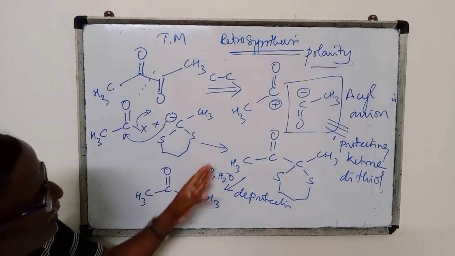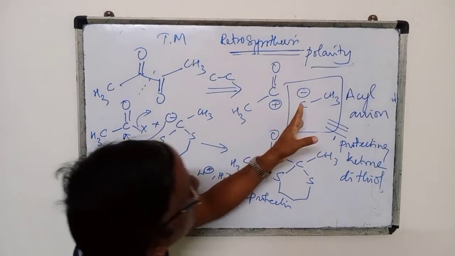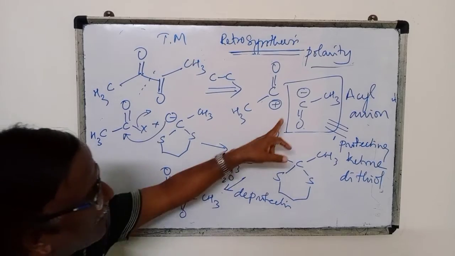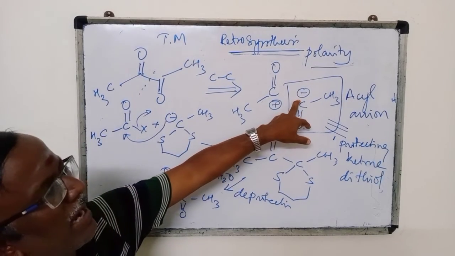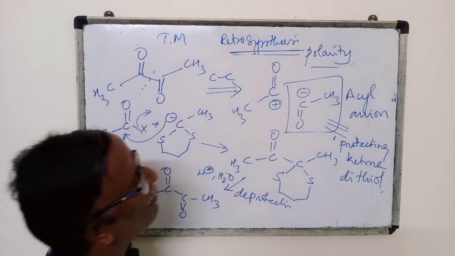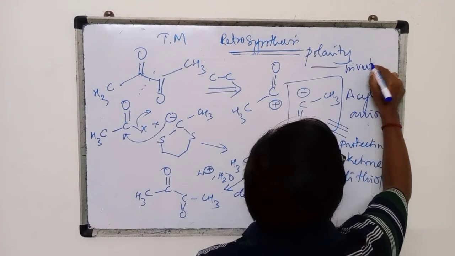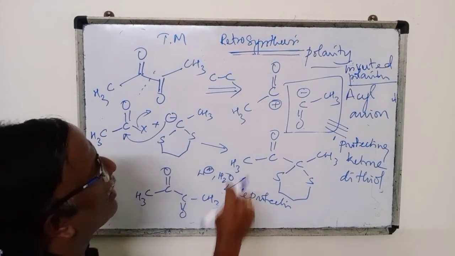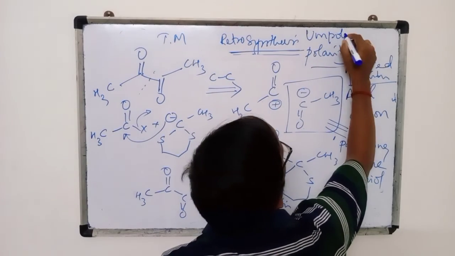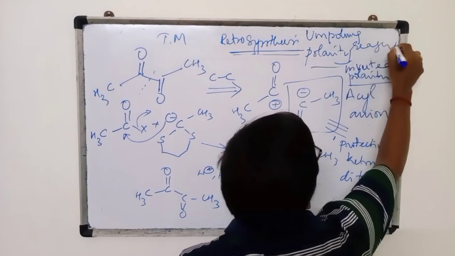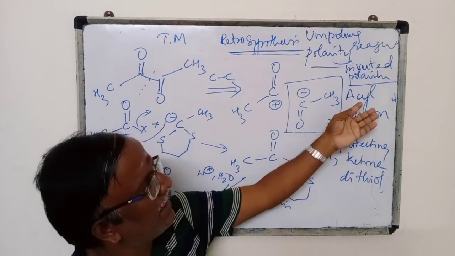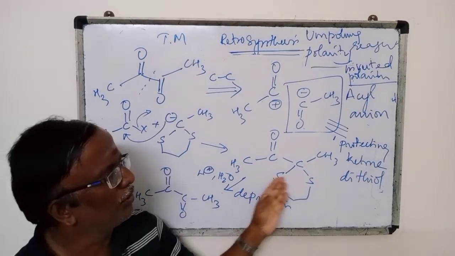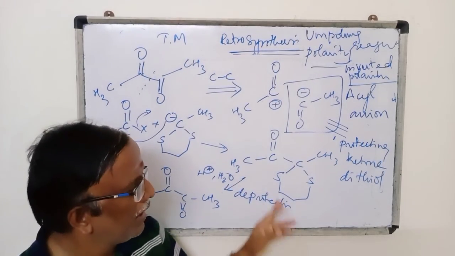So by making use of this kind of opposite polarity, what is the opposite polarity? A carbon supposed to have a positive charge, but I am having a negative charge. This kind of opposite polarity, also called inverted polarity, is called Umpolung reagent. So here is a case where I am able to generate an acyl anion synthon by using a simple thiol or dithiol system.